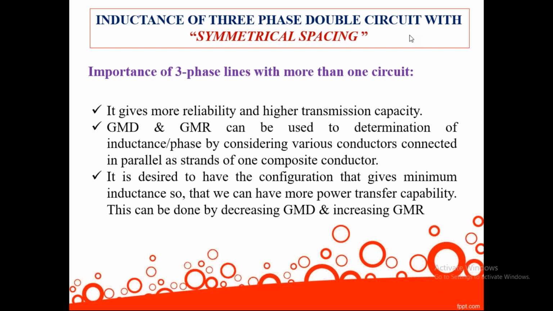So that's why in 3-phase transmission lines mostly we use the double circuit for backup purpose. If we use the double circuit, we can maintain the reliability. Until now we discussed only one circuit in the 3-phase line. Now we are finding the inductance of a double circuit. If it has a double circuit, we consider the two circuits whether symmetrical or unsymmetrical. Now let me see the importance of a double circuit. The first one is it gives more reliability and high transmission capacity. So that is the reason, and we can easily calculate GMD and GMR for a phase by considering various conductors connected in parallel, strands of one composite conductor.